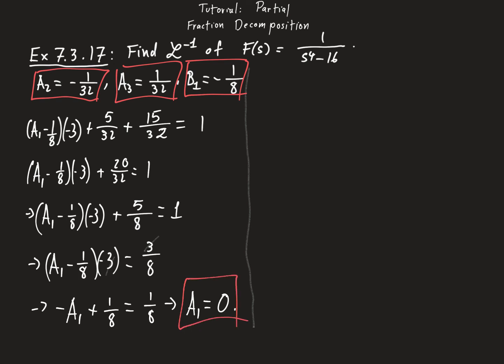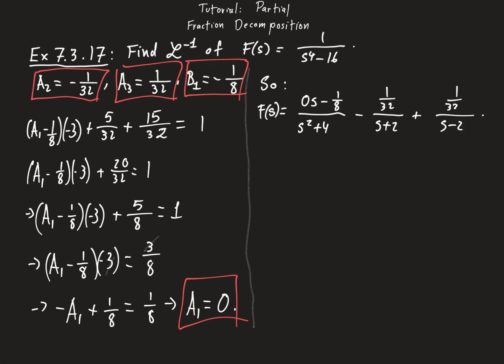And this will allow us to set up the partial fraction decomposition. In other words, we have now determined that our f of s is equal to 0 times s plus, or rather minus, 1 over 8 over s squared plus 4. Plus, or rather minus, 1 over 32 over s plus 2, plus 1 over 32 over s minus 2.